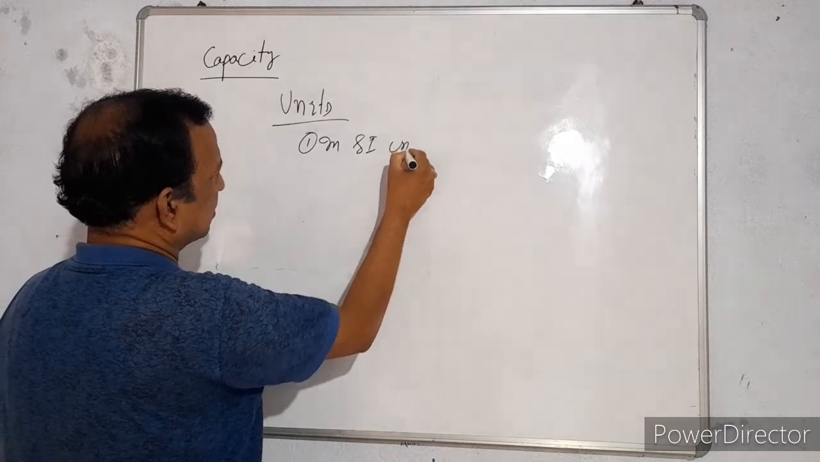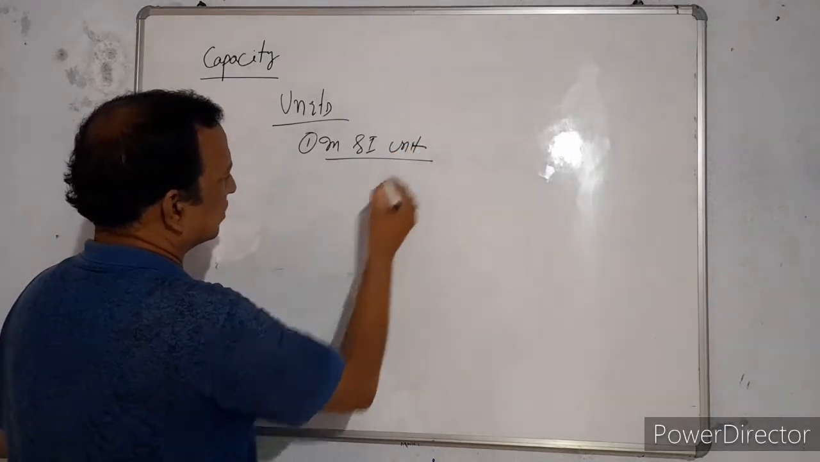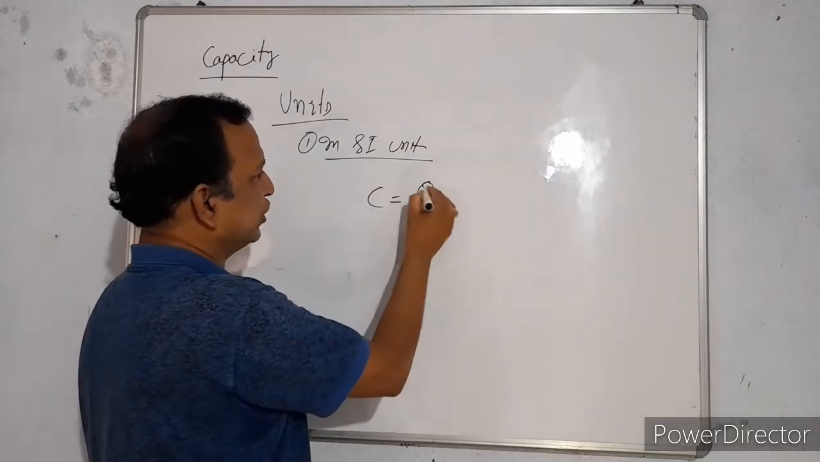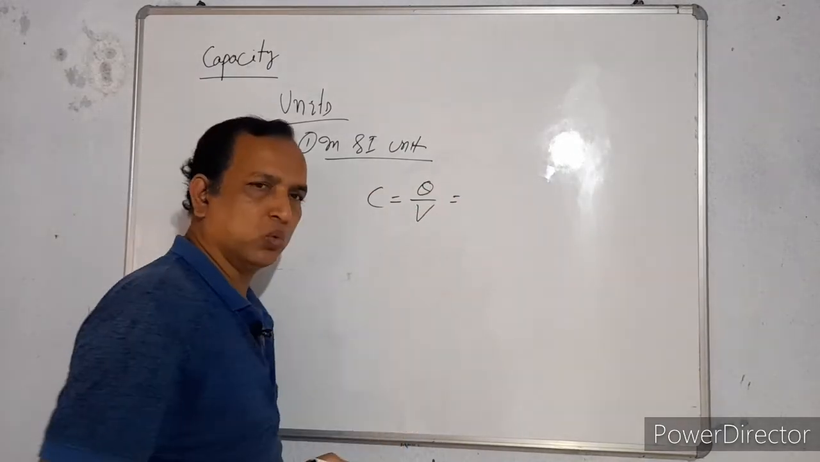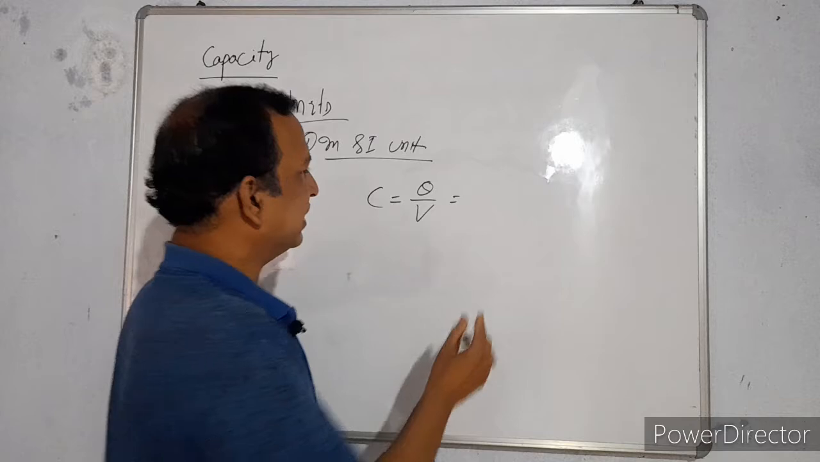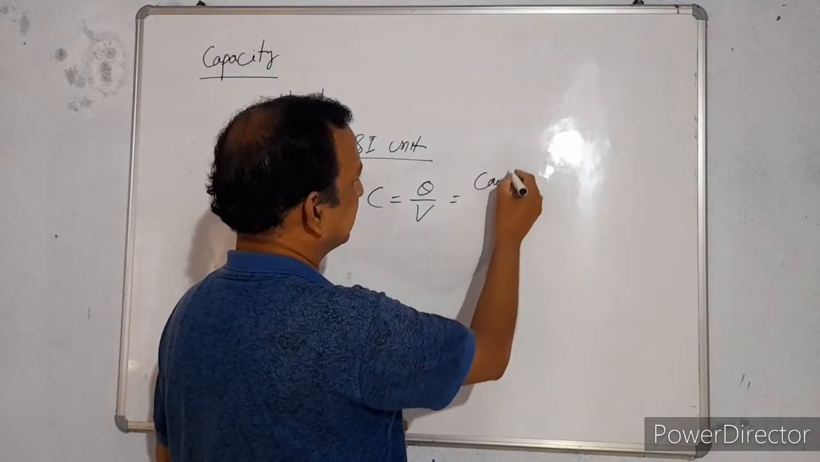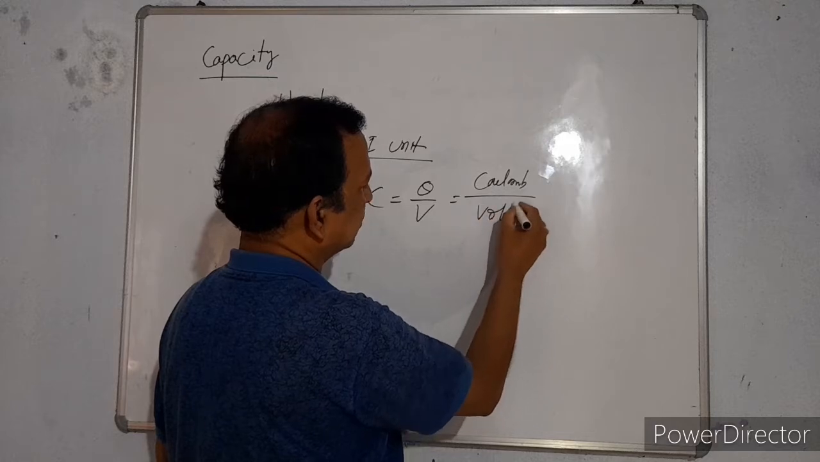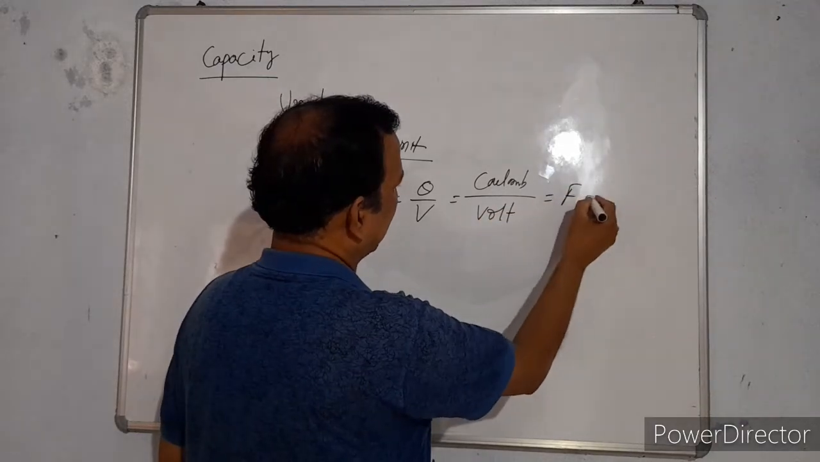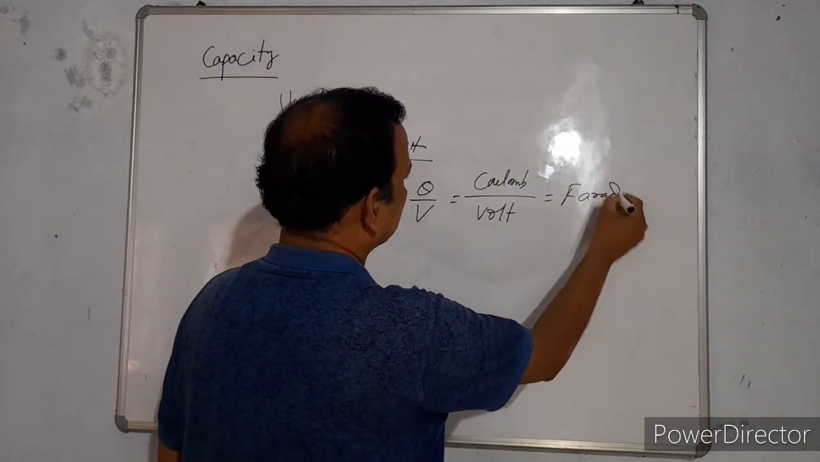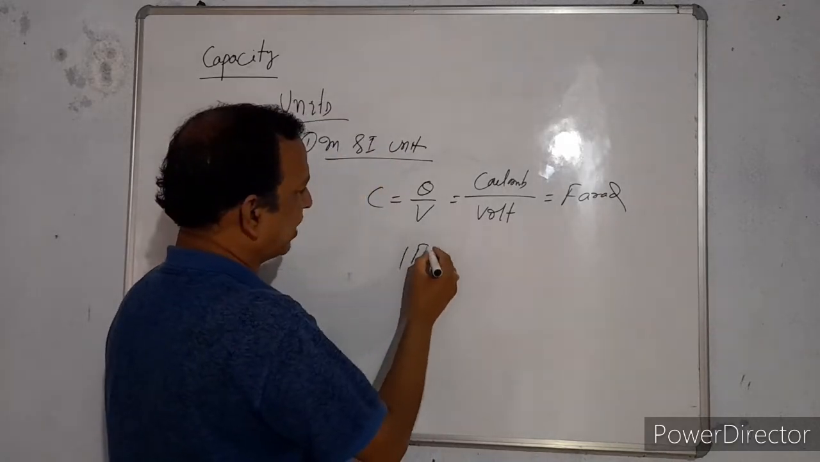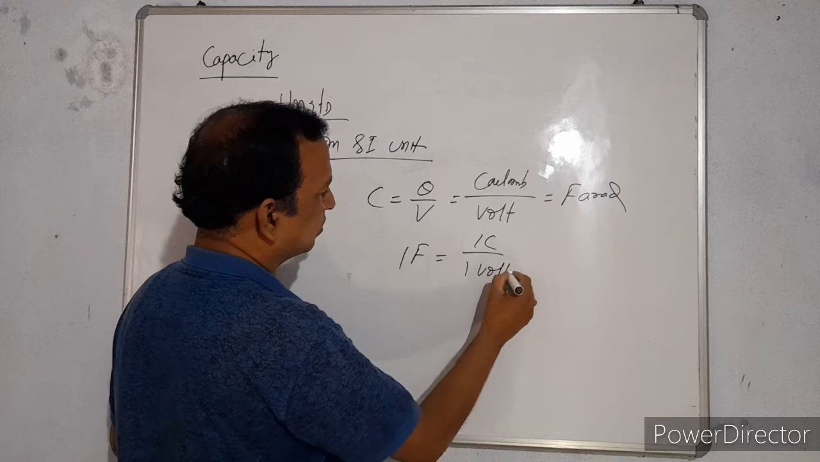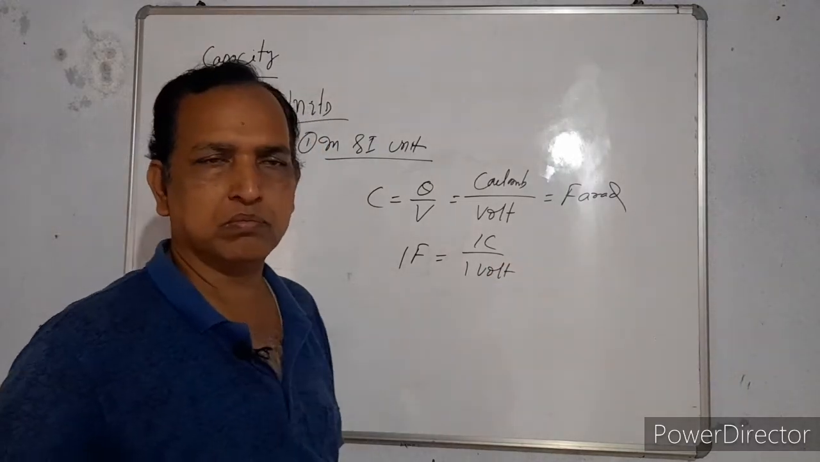In SI unit, C is equal to Q by V. Q, the charge, is in Coulomb. V, volt, so that is equal to Farad. That means 1 Farad is equal to 1 Coulomb by 1 volt. That is SI.